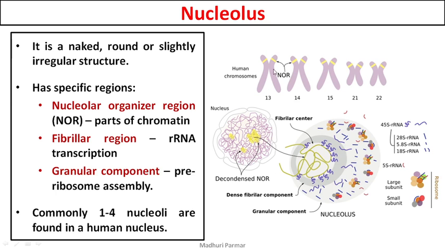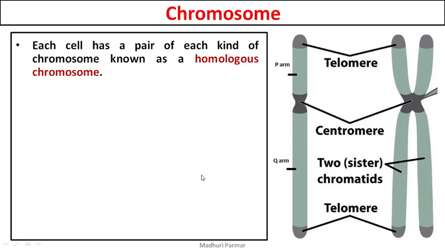Now we discuss what these chromosomes are. I hope till now it is all clear to you. Chromosomes, as we discussed during chromatin condensation, are nothing but the condensed form of a protein plus DNA complex. Each cell has a pair of each kind of chromosome.